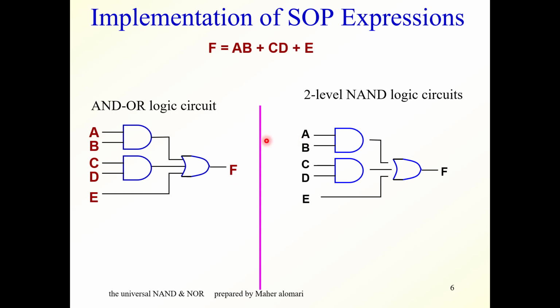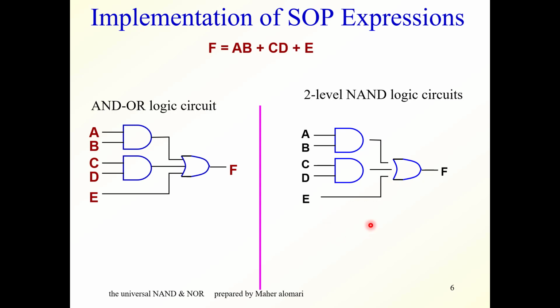Now, if we want to convert this circuit into a two-level NAND gate, we do the following. Notice again that this circuit is the same as this. Now, if we add an inverter here and an inverter here, nothing will change on the path, because the signal will be inverted here, then inverted again. If we add an inverter here and an inverter here, nothing will change on the circuit. Also, if we add an inverter here and an inverter here, the circuit will stay the same.